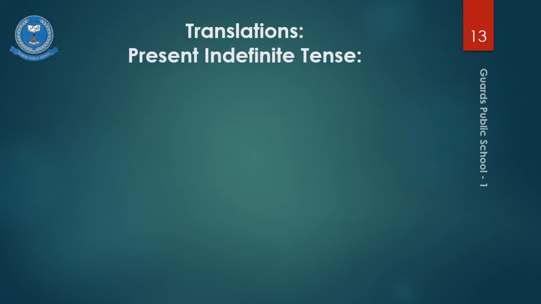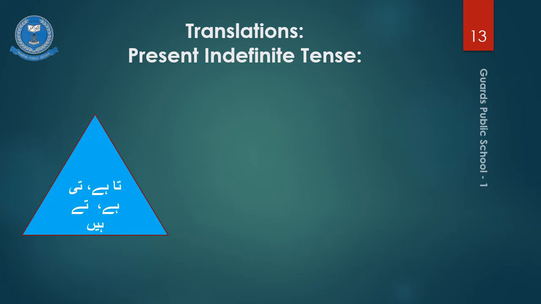Our new topic is translation. The first point which I want to tell you is that when we do translation of any tense, we must focus on the last part of the Urdu sentence. Like here we are doing translations of present indefinite tense, so the Urdu identifications are ta hai, ti hai, te hai. As we have already discussed, present indefinite tense deals with habits, daily routine, universal truth, permanent actions. So in Urdu sentences of present indefinite tense, you will find the same things.